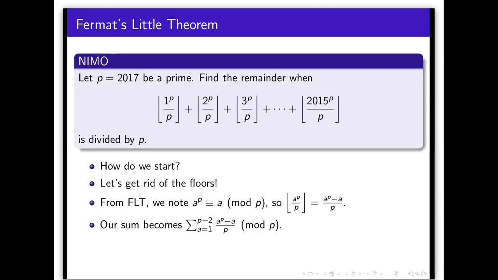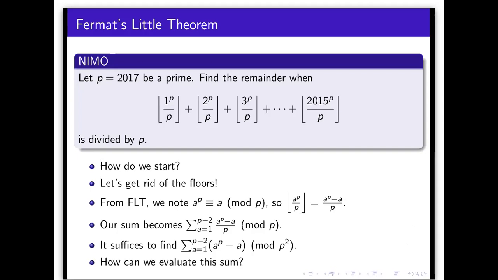Okay, someone said this before, but to compute this mod p, if we multiply everything by p, then we really need to find this sum from a equals 1 to p minus 2 of a to the p minus a mod p squared. We're just multiplying everything by p to get rid of the fractions. So now, does anyone have any ideas for how to evaluate this sum?